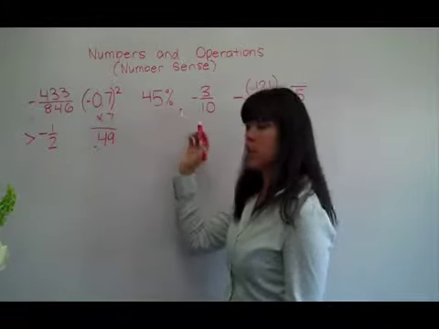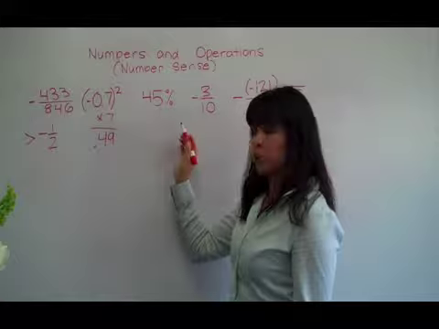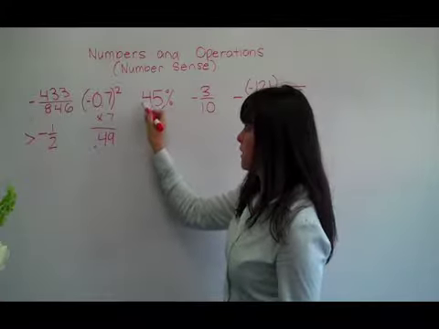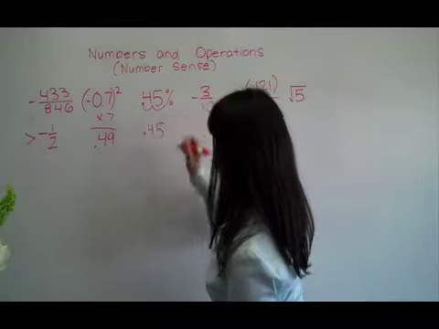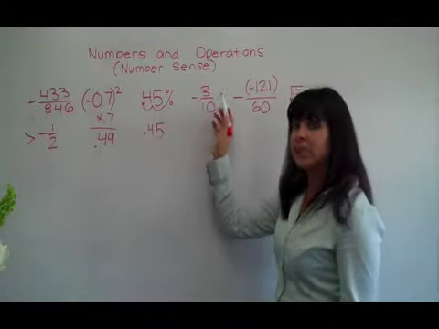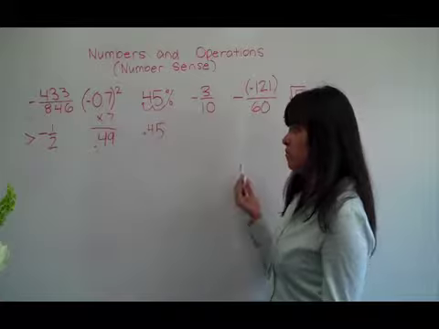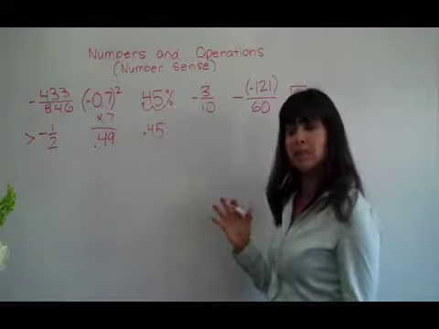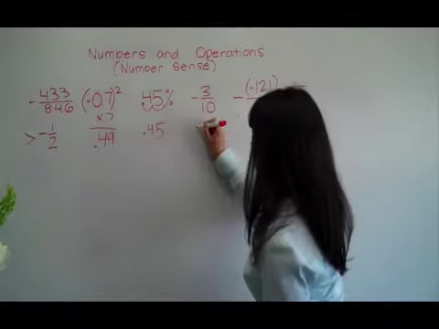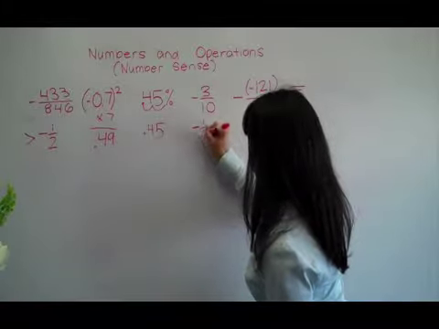45%, again, in order to convert a percent to a decimal, we just move the decimal point over 2 places to 0.45. Negative 3/10, pretty self-explanatory, and we can also, in our estimation, know that that's going to be somewhat close to a third, negative 1/3.